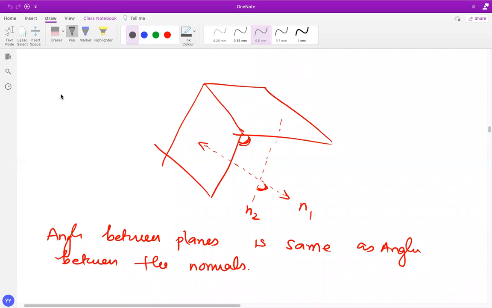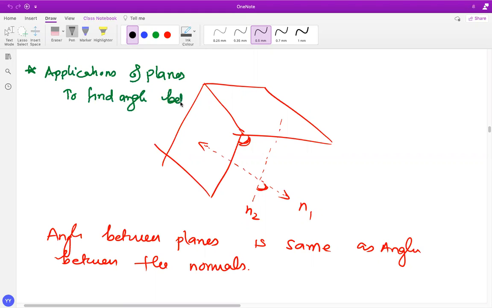Okay, so the first applications, the random applications that I can name, are firstly the applications of planes to find the angle between them. The second is the intersection of a line and a plane.